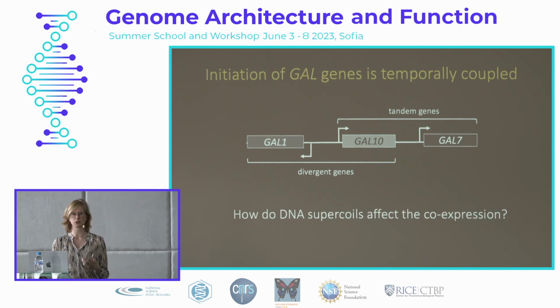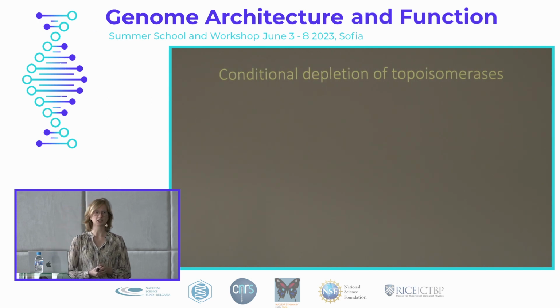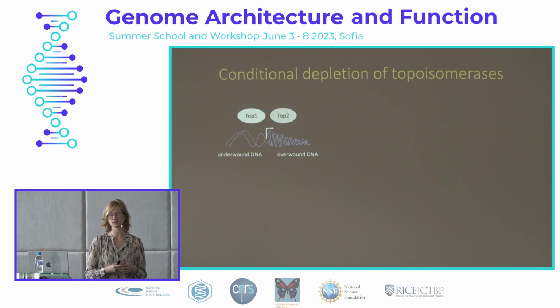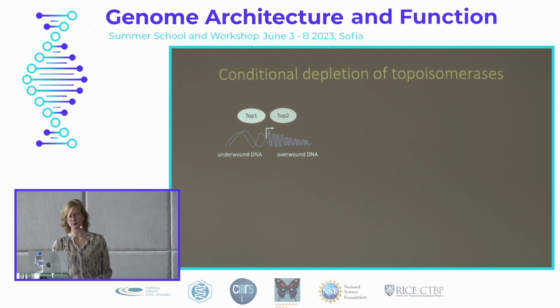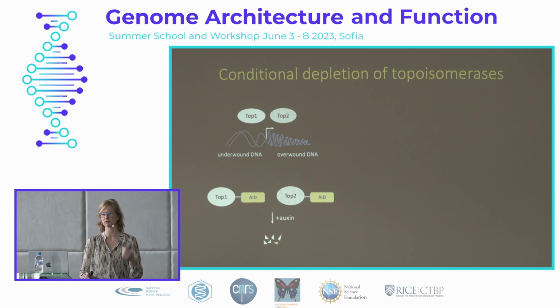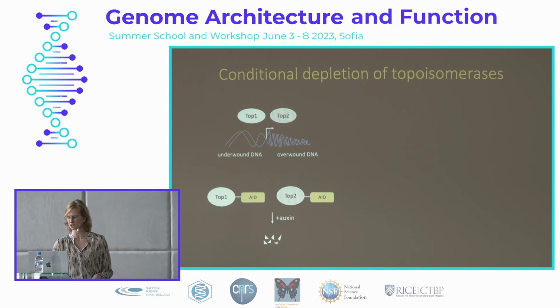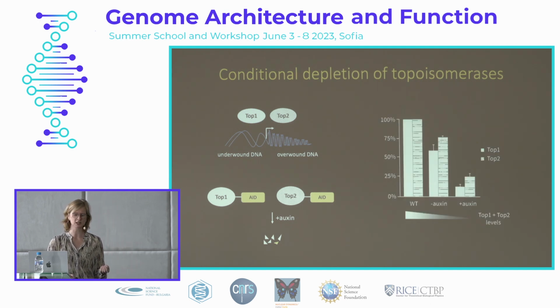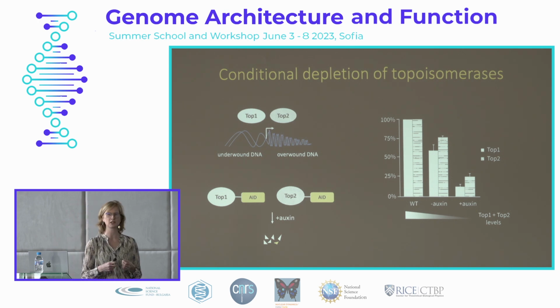How do DNA supercoils affect this coupling? To answer this, we conditionally depleted the topoisomerases. Yeast have two that are important for gene regulation, TOP1 and TOP2, that regulate both overwound and underwound DNA. So we added auxin-inducible degron tags to both these proteins, and then upon the addition of auxin, this resulted in rapid conditional degradation of these proteins. And so the system nicely works. If you add auxin, you get very quick degradation of the topoisomerases.